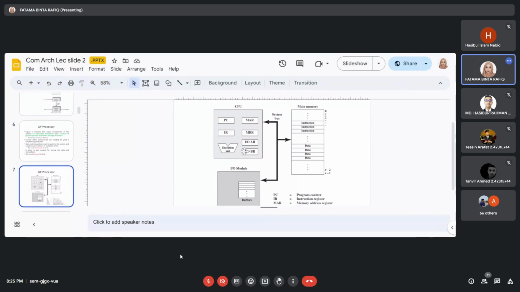So inside the CPU, there will be the program counter, memory address register, memory buffer register, and IO address register and IO buffer register, and the execution unit will be there.